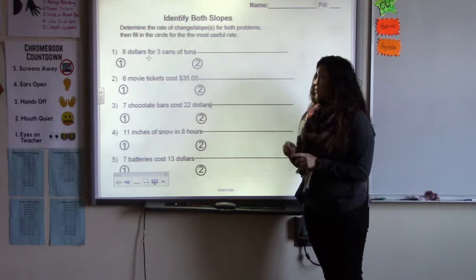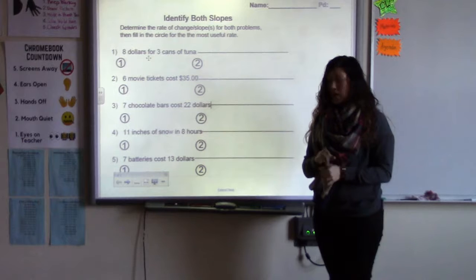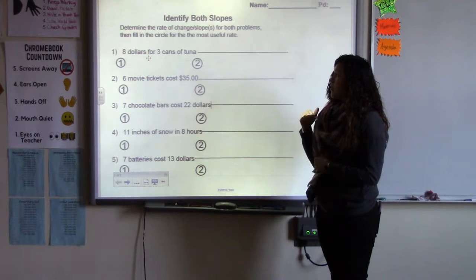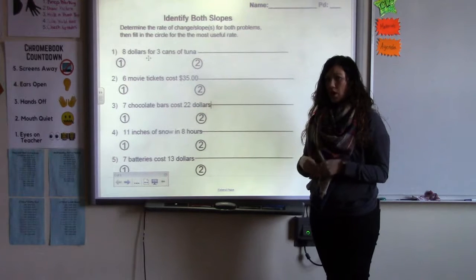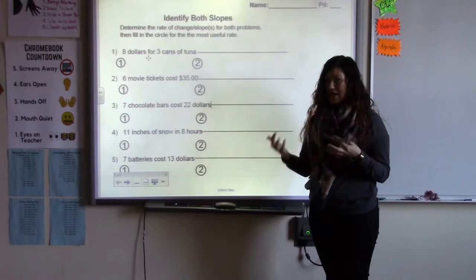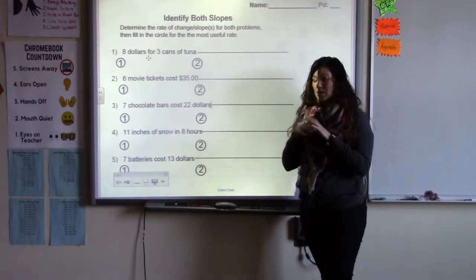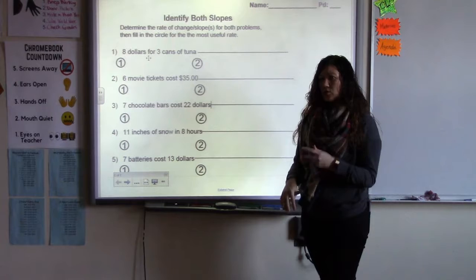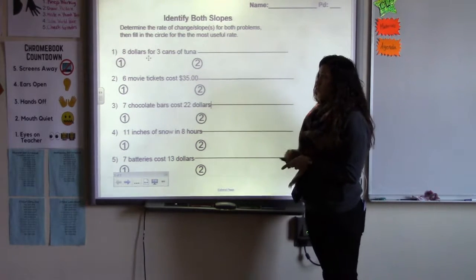So what we're going to do today is working on identifying both slopes from a word problem, and we'll get more into that next week. But the premise is this: if I give you a bunch of information, there's 2 ways that you can interpret it, and one way is going to be useful and one way is not. So if you look at the first problem, I know it's going to be a little hard to see on your screen. It's exactly the problem that's on your paper right now, so follow along on your paper as you're watching the video. So it says $8 for 3 cans of tuna.